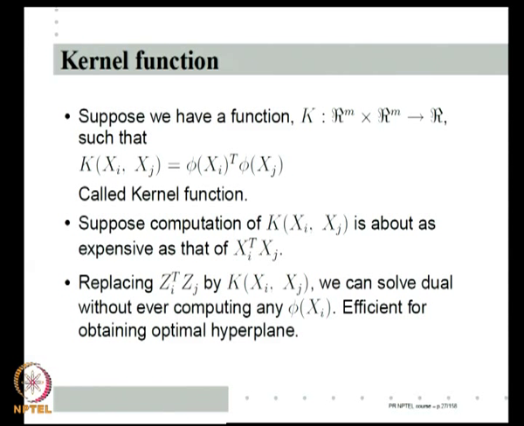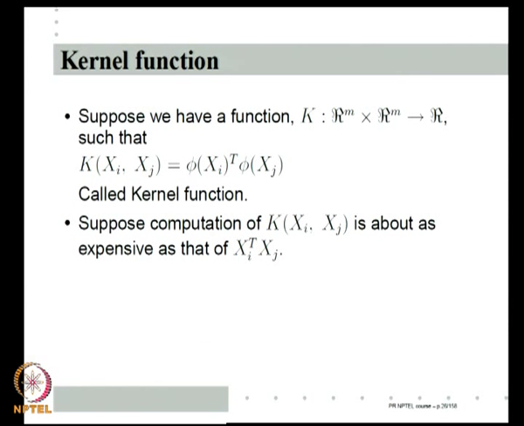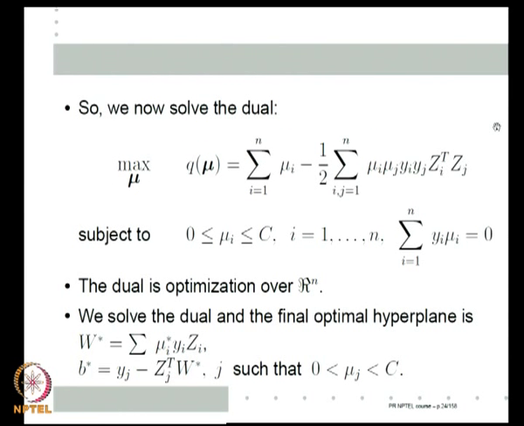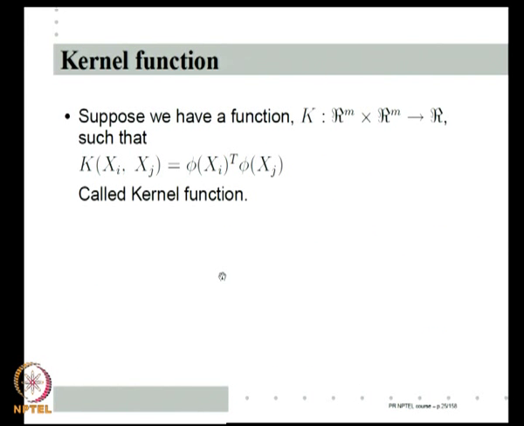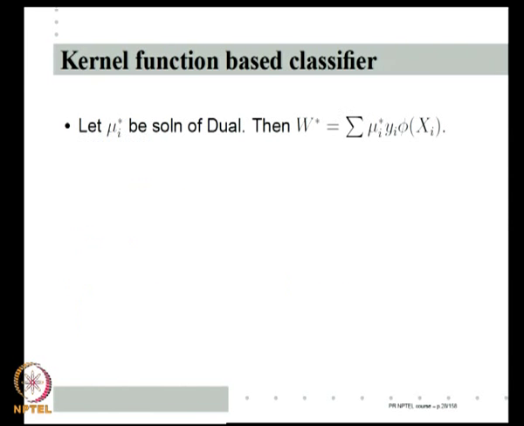After I solve the dual, I have obtained W star. So, even though in the dual I can replace z_i transpose z_j by k(x_i, x_j), ultimately W star lives in the m prime dimensional space. So, does it mean that I have to always take every vector into the m prime dimensional space and then use W star to classify it? No. As it turns out, the kernel also helps me to find the classification of any new pattern also very efficiently.